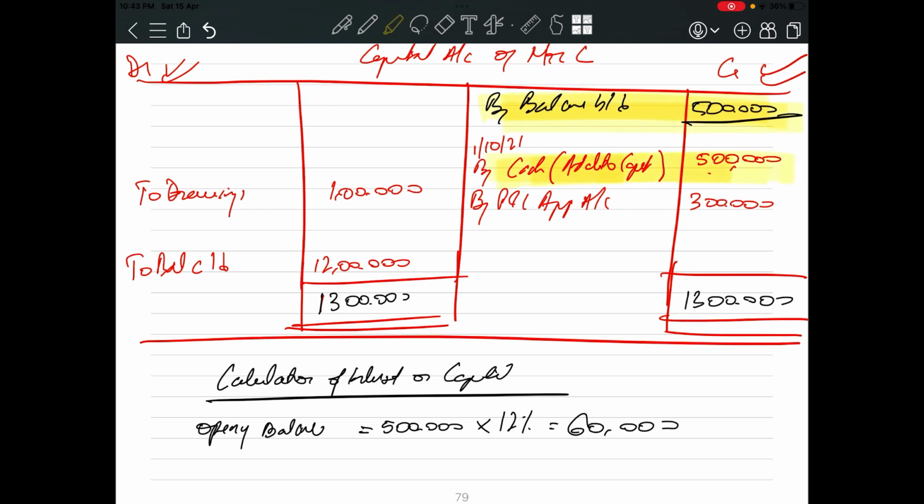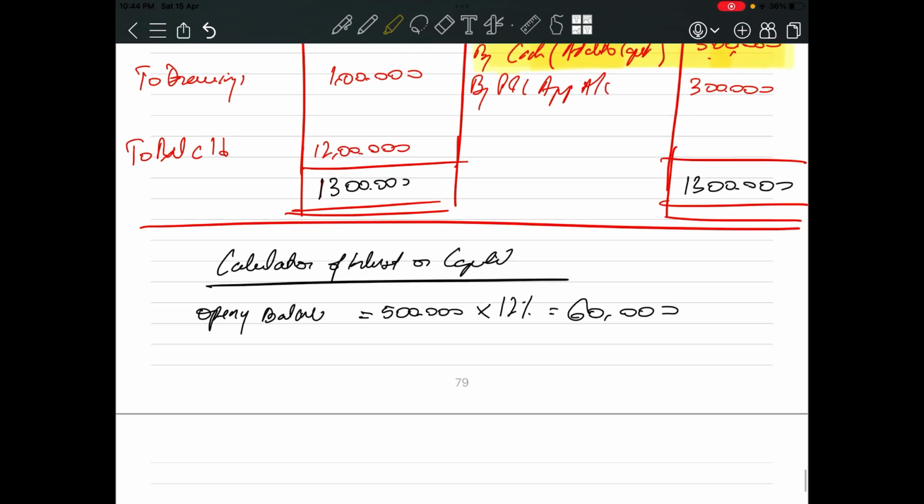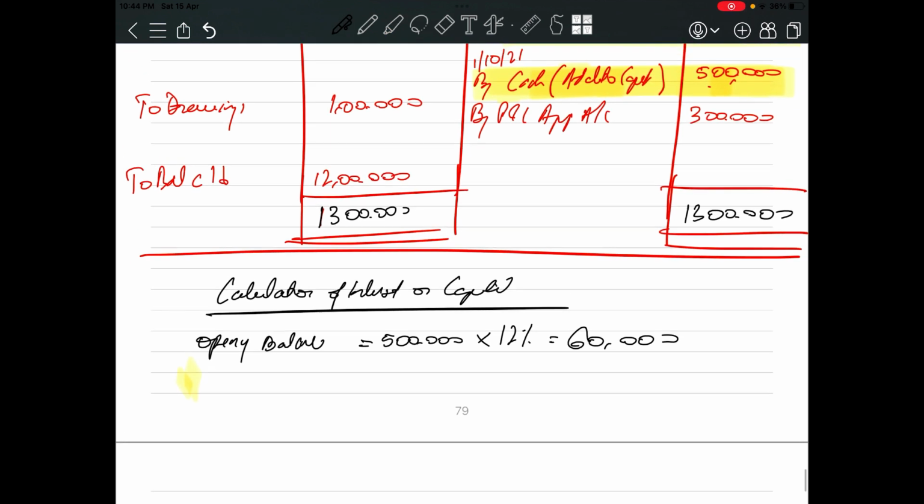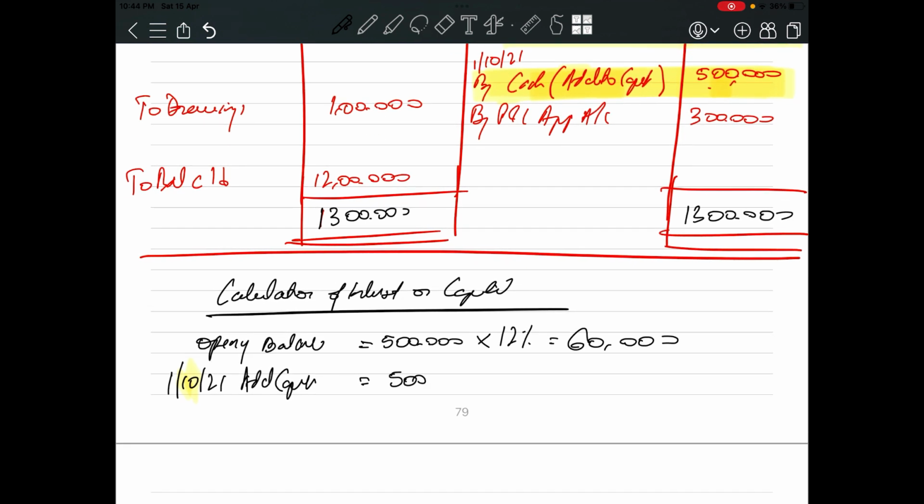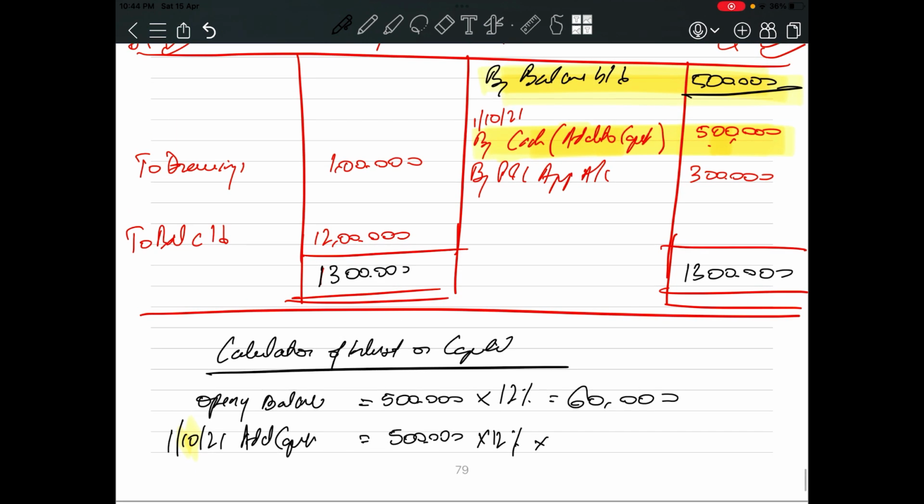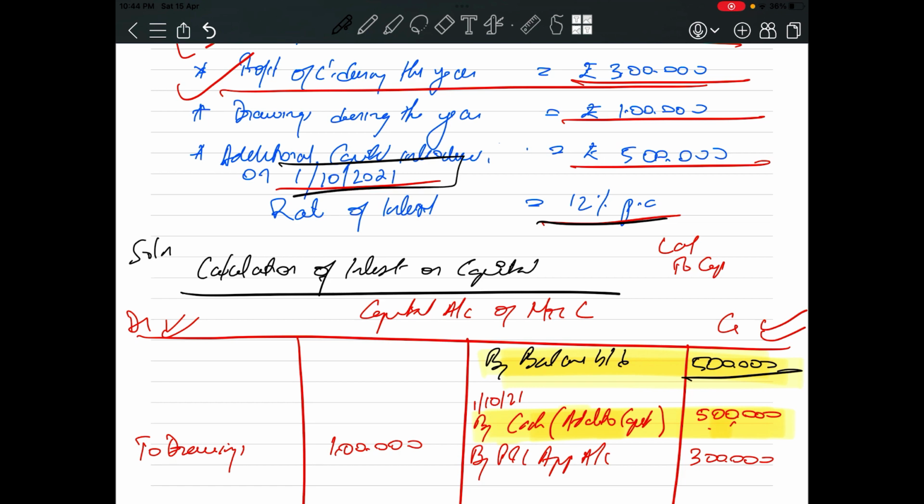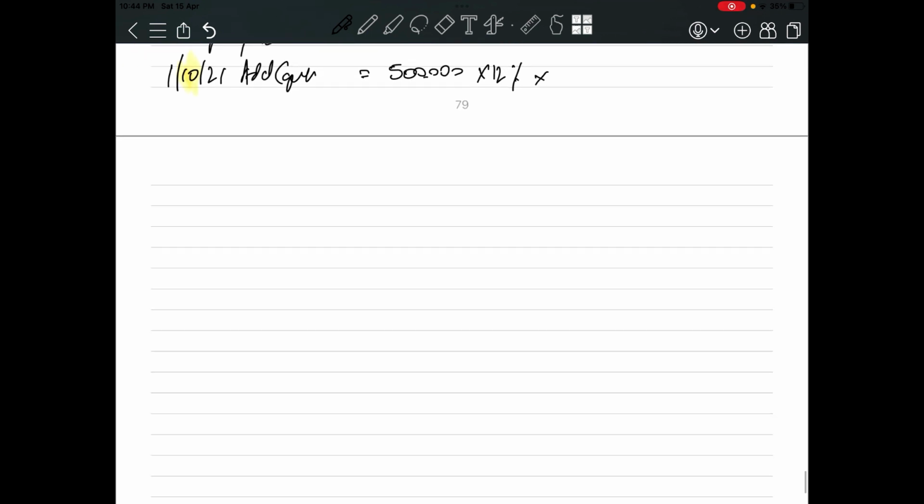Now additional capital has been introduced, so the partner will get interest on this also. So the capital which is introduced on 1/10/21, additional capital, what will be the interest amount? 5 lakhs. The rate is 12%, into 12% into, now see, when has he introduced the capital? On 1/10. So he will get interest for how many months?